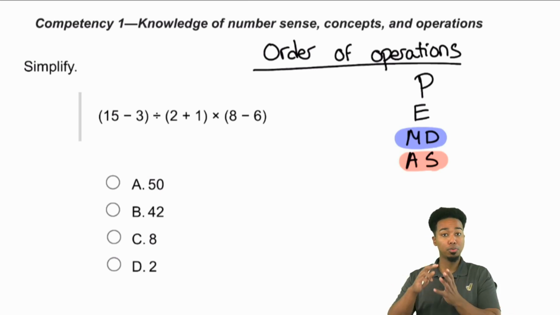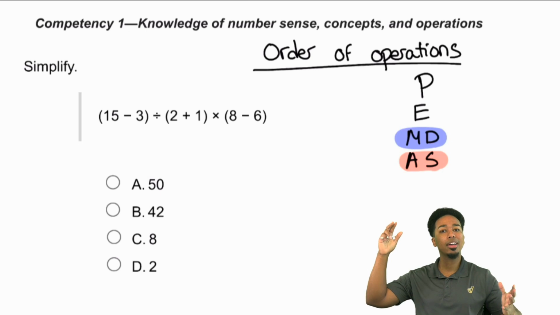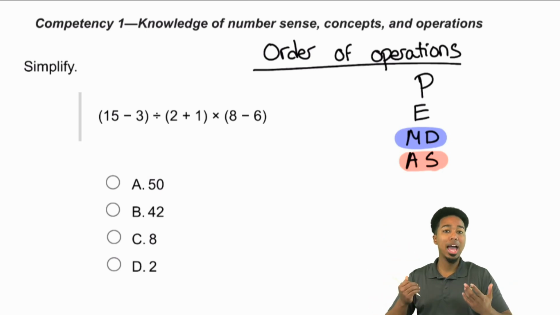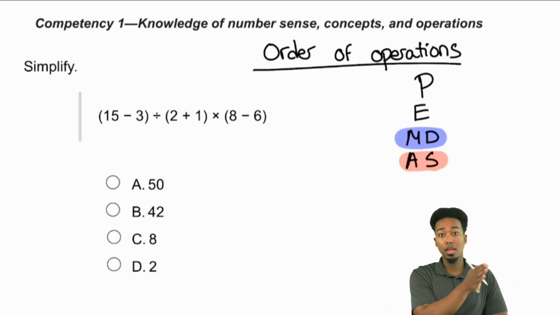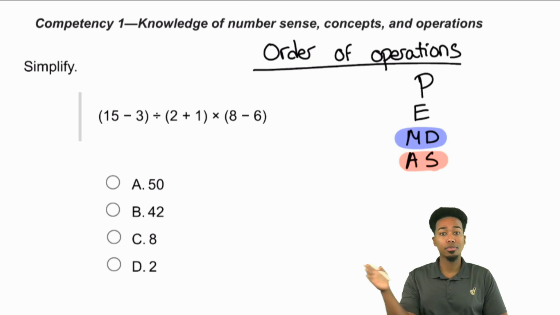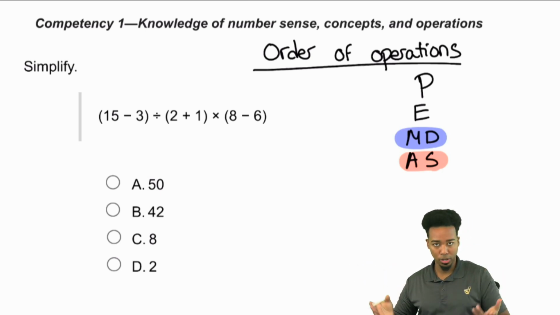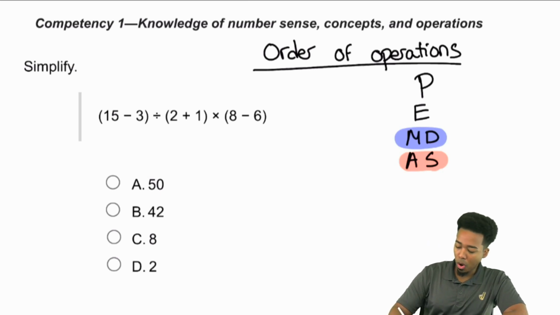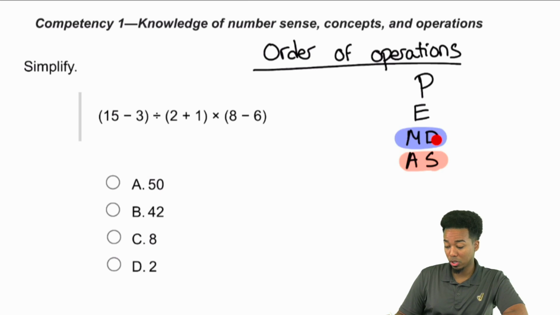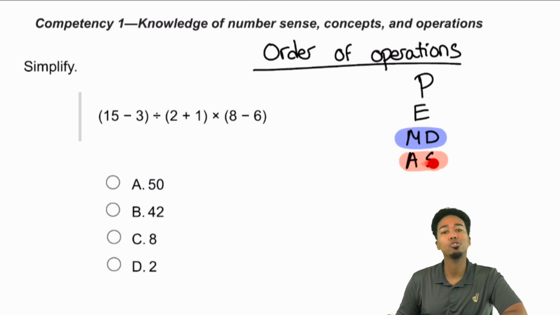Multiplication and division. When you multiply, you scale up. When you divide, you scale down. When you add, you're moving to the right on a number line. When you subtract, you're moving to the left. So I just want you to understand, again, they're the same operations, just different directions. So all that means is you're going to read this left to right. If multiplication and division are there, you do whichever comes first. If addition and subtraction are there, you do whichever comes first. Let me go ahead and show you.